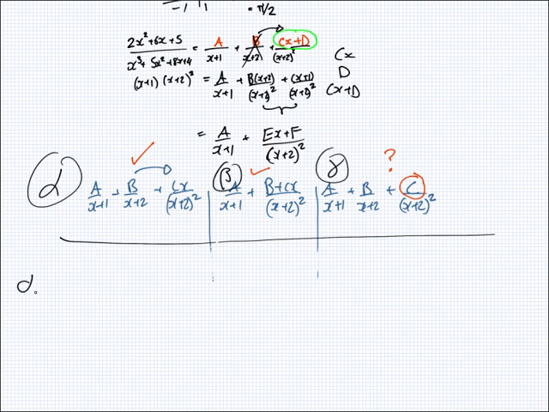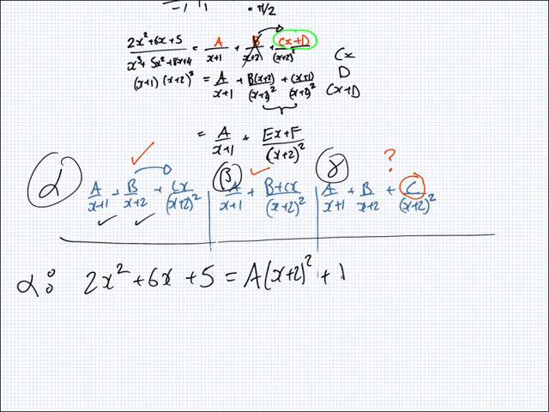Okay, so let's look at answer alpha. We get 2x squared plus 6x plus 5 equals. Now, can we try and multiply this out in our heads? We're multiplying by the cubic. So what would the first one be? A times x plus 2 squared, plus B times x plus 1 and x plus 2. B times both of them, yeah. And then lastly, C is just Cx times x plus 1.